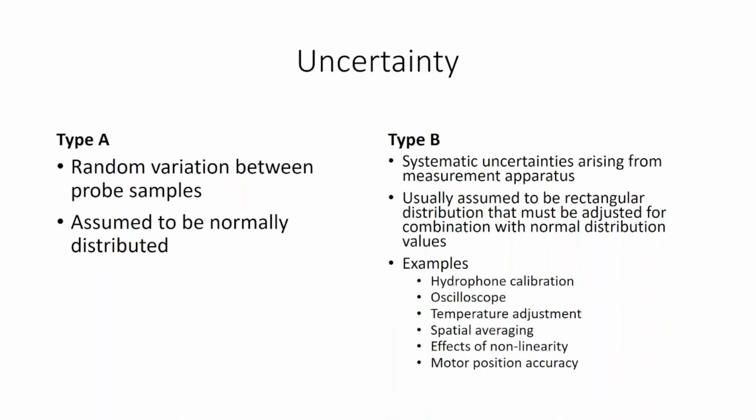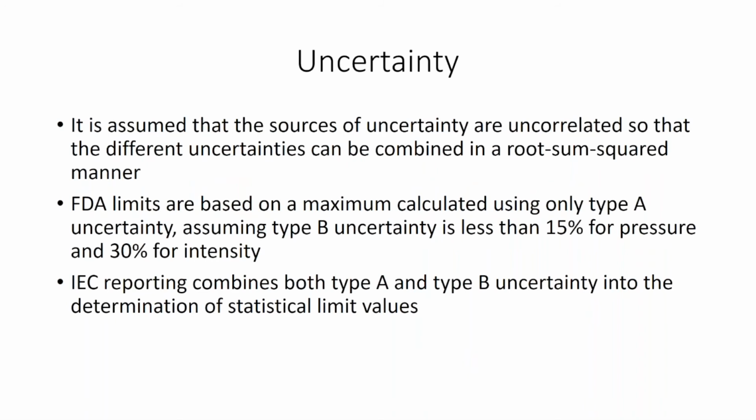Examples of type B uncertainty include the hydrophone calibration, the accuracy of the oscilloscope, temperature measurements and how they play into various parts as we previously discussed, the spatial averaging based on the finite size of the hydrophone, the effects of nonlinearity, which particularly is important for the hydrophone calibration, as well as the motor position accuracy. So with regard to uncertainty, it is assumed that the sources of uncertainty are uncorrelated, and so the different uncertainties can be combined in a root sum squared manner.